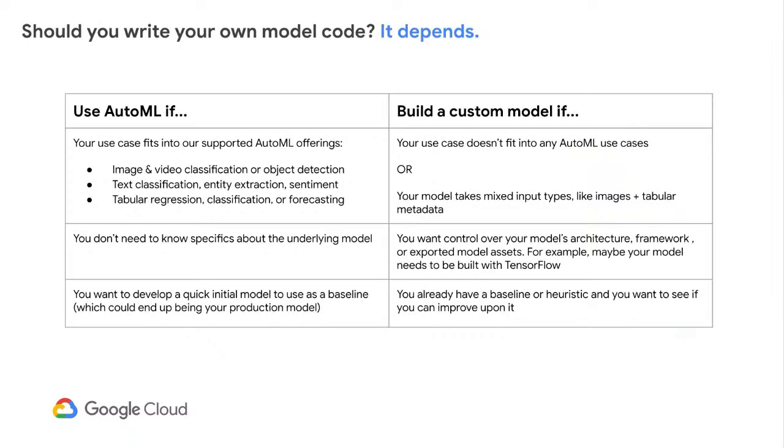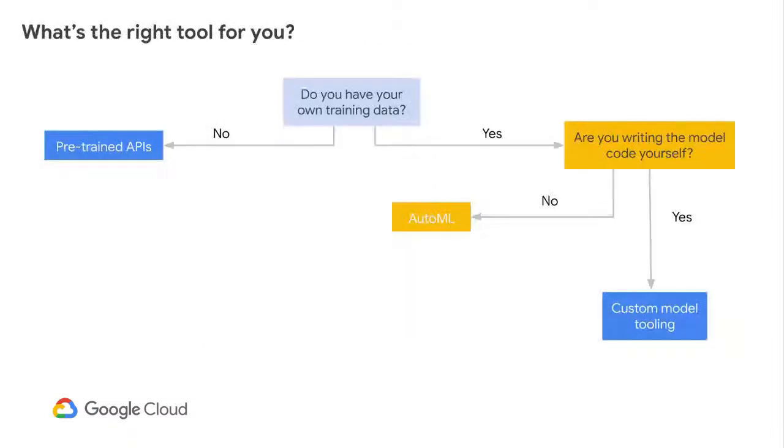Okay, and this is kind of a comparison between the two. Using AutoML, if you have those kind of use cases, image, video, text, tabular regression. But if you have models that have mixed types of information, mixed type of challenges, this is where you want to have full control over what you want to solve, and you have to use the custom model in that case.